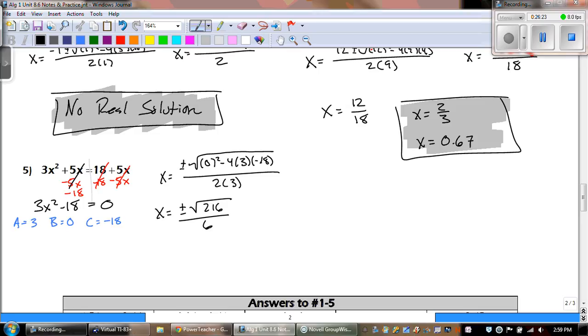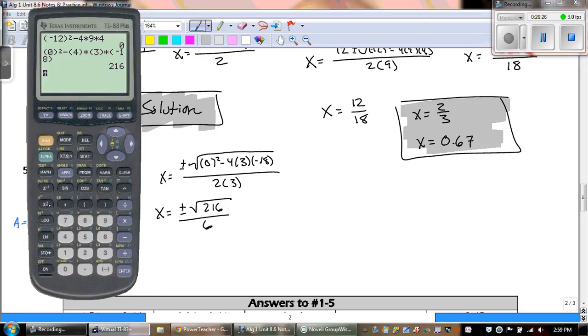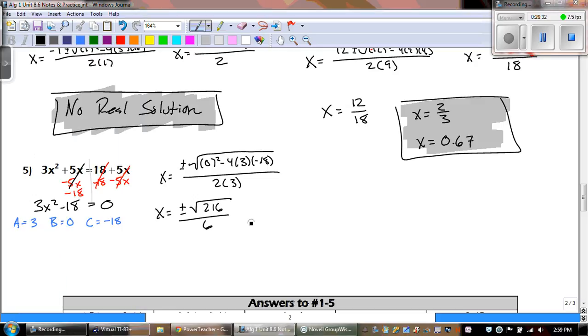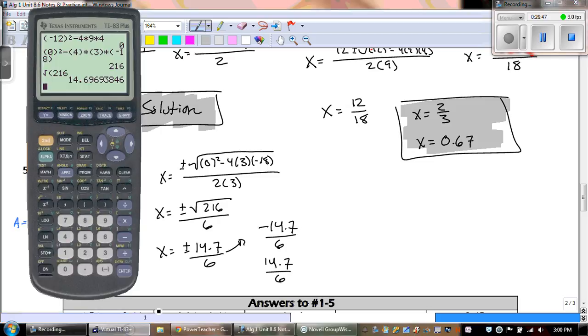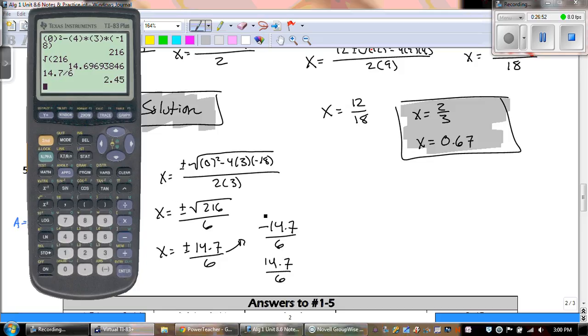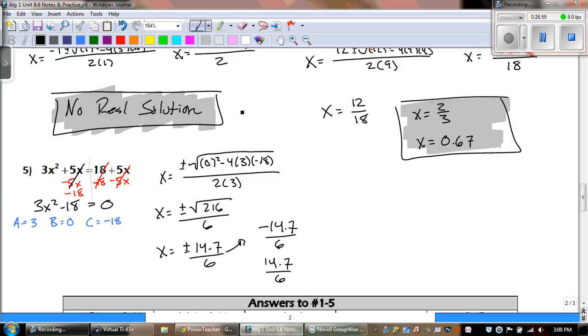Okay, so the square root of 216 is 14.7. And when you split this up, you have negative 14.7 divided by 6 and positive 14.7 divided by 6. And 14.7 divided by 6 gives us 2.5. Okay, so this one was x equals plus or minus 2.5.